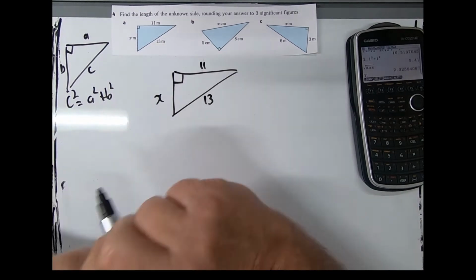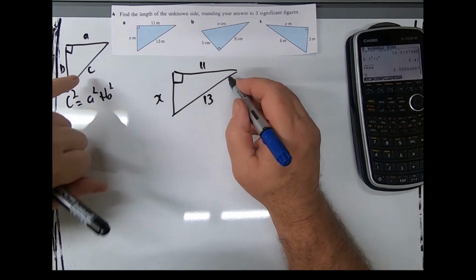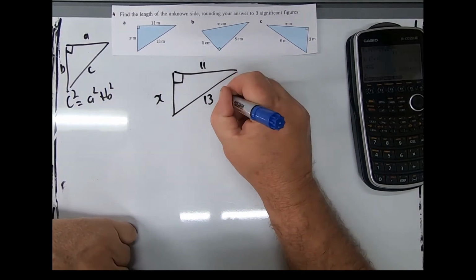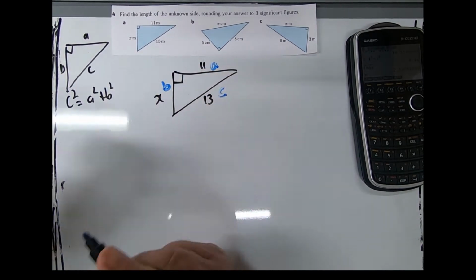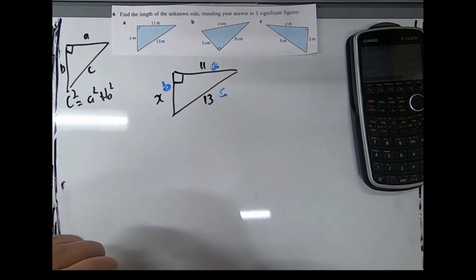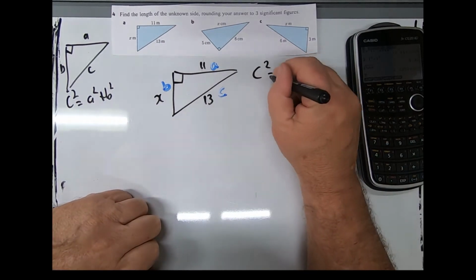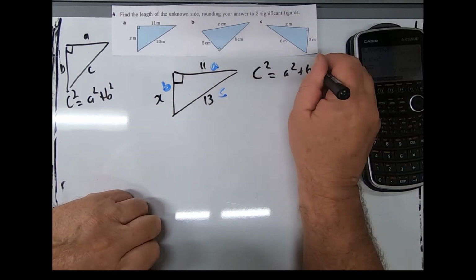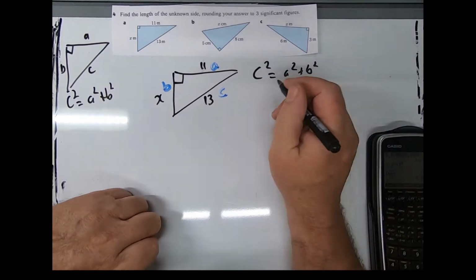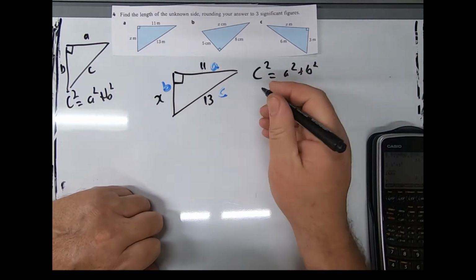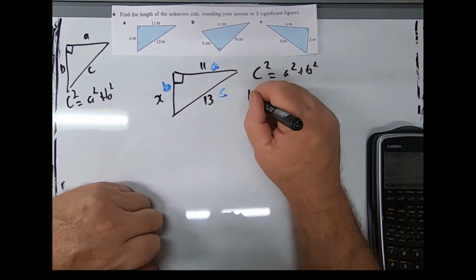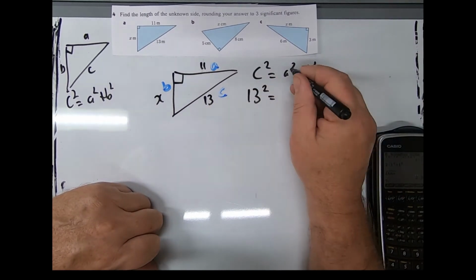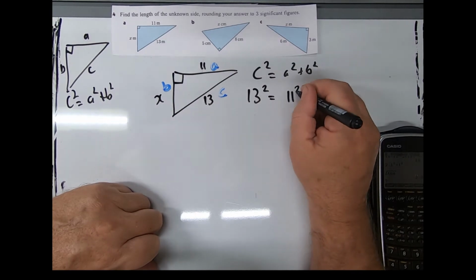Jump along, we label. The hypotenuse in my idea is called C. It doesn't really matter which one is A and which one is B. So C squared equals A squared plus B squared. That's all I've got to remember here. Of course, I will have a formula sheet for this test, for this next topic. So what's the C? It is 13. The A is 11.